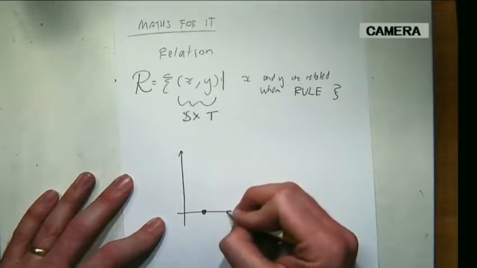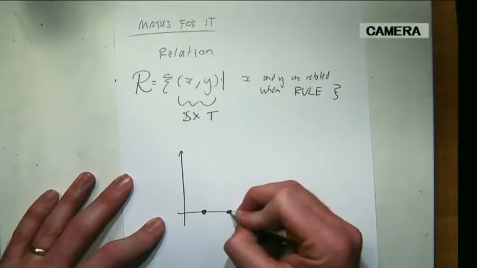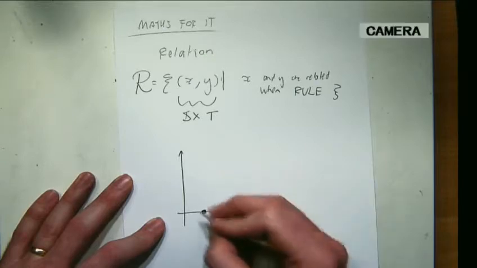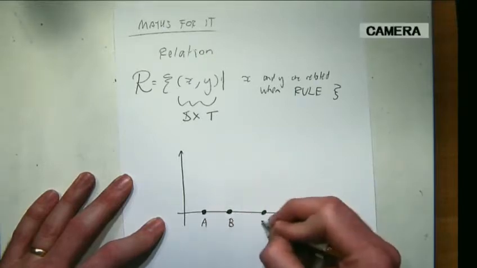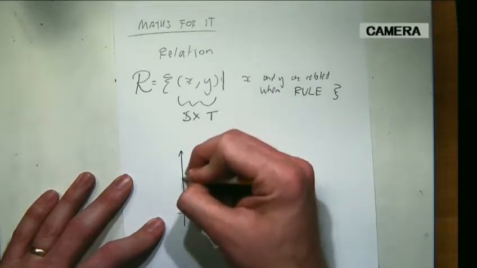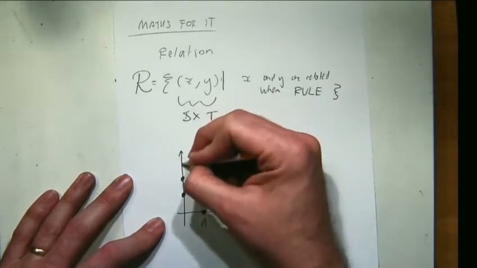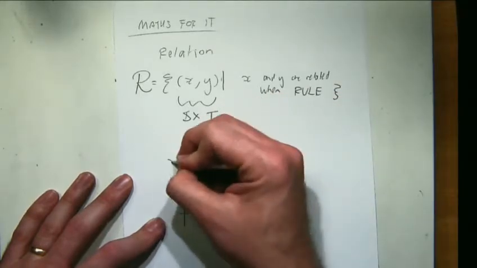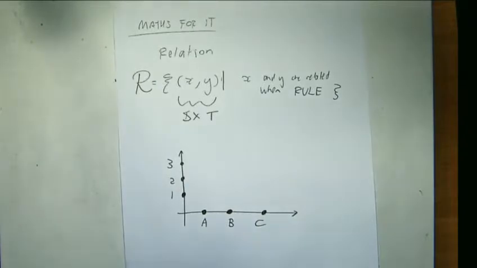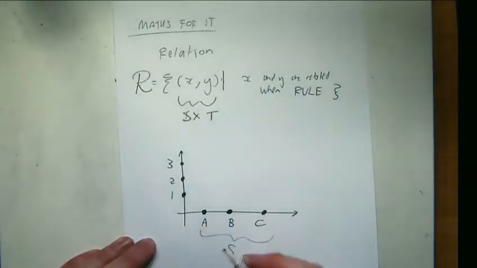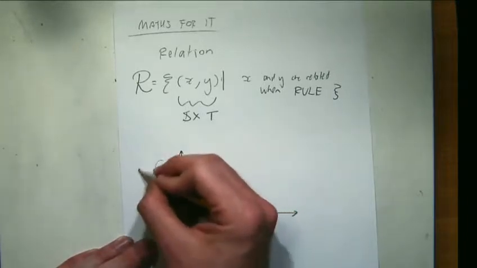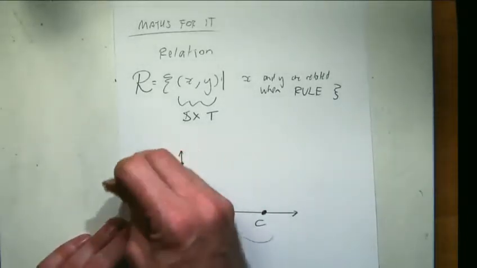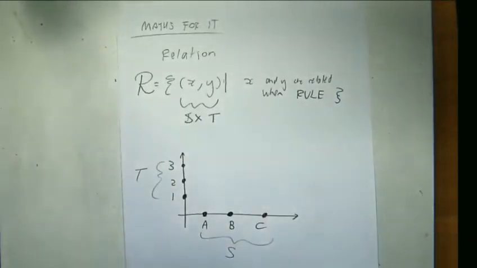So you might have, for example, A, B, C and 1, 2, 3. This could be my S here, and these are my T. Okay? And the relation will be, you colour in some points in this diagram, and that is the things that are related.